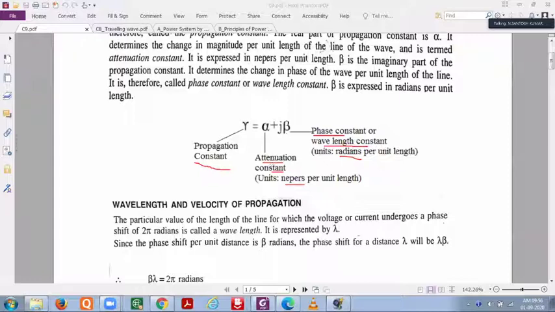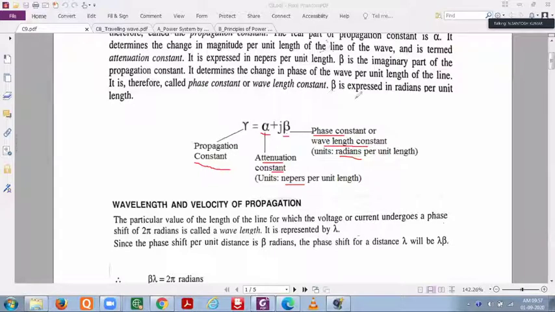So alpha is technically called as attenuation constant, as there is change in magnitude only. Another name is we call it as magnitude operator. Whereas beta is called as phase constant or wavelength constant, where magnitude is maintained constant, but there is change in phase. That's the reason we are calling it as what? Rotational operator. This is called magnitude operator. This is called rotational operator.